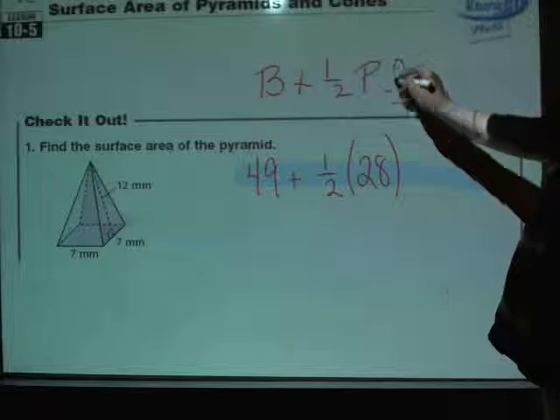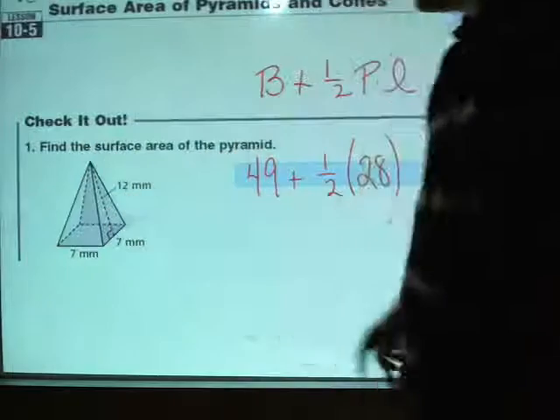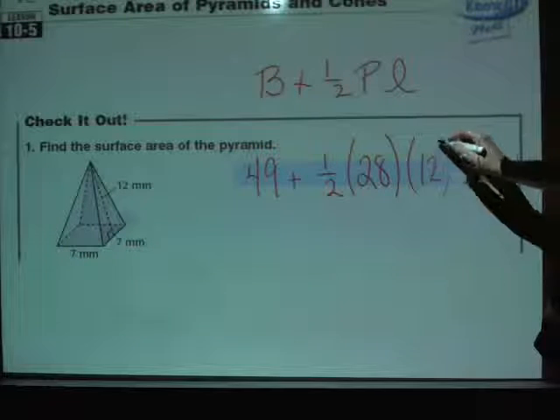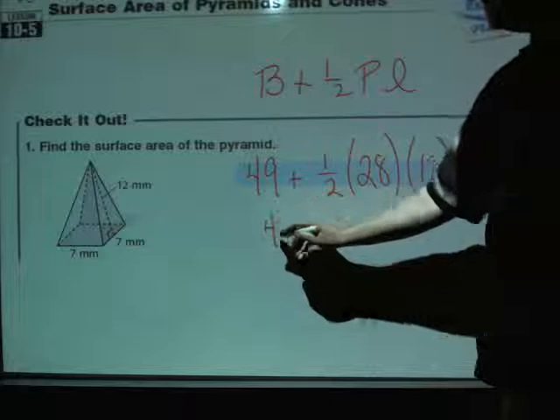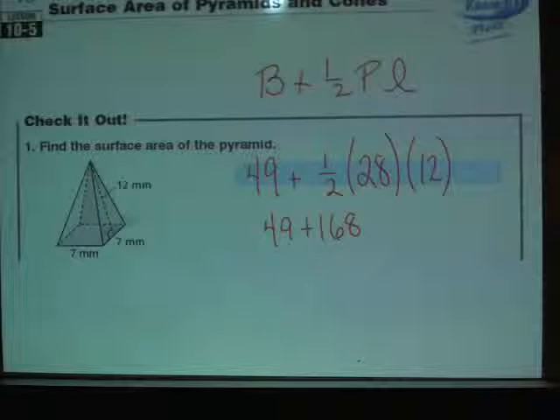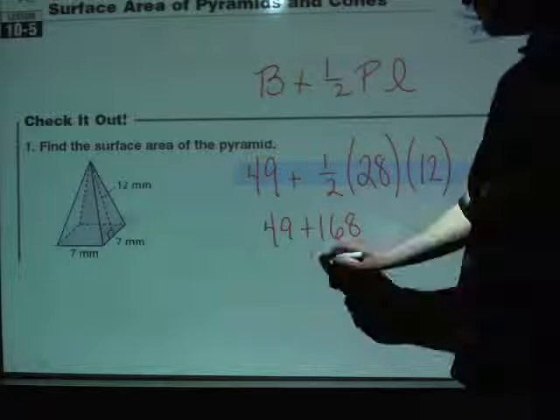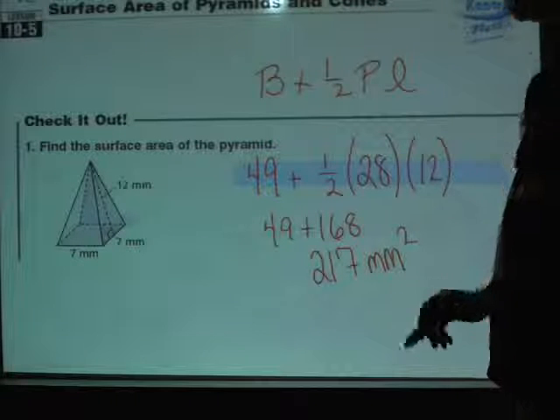Times the slant height, which is L, that's the height up one of the triangular faces, marked at 12. Well, that's not too bad. We can do that pretty quickly. We've got half of 28 there. Half of 28 is, of course, 14. And 14 times 12 changes into 168. So this is the same as 49 plus 168. And 49 plus 168 is going to change into 217. So that's going to be 217 millimeters squared, or square millimeters.